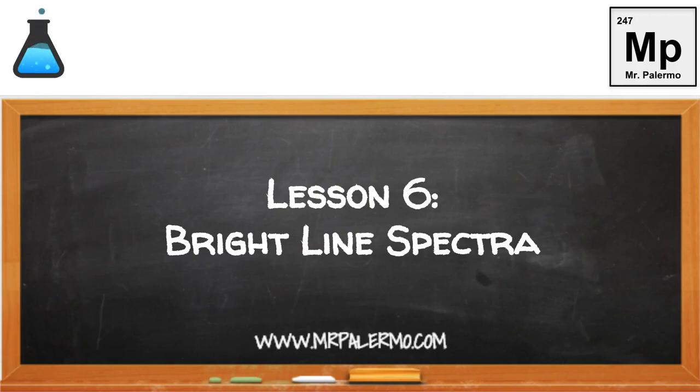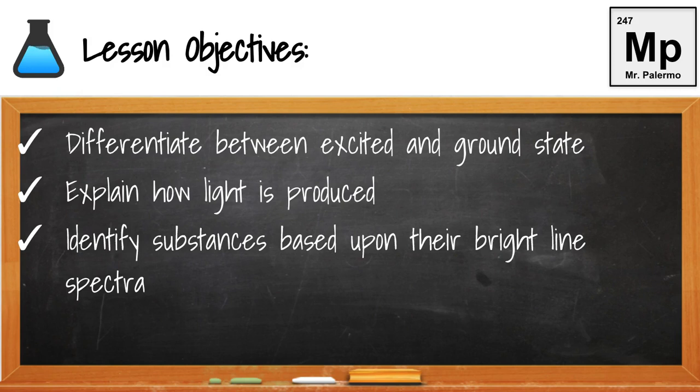Welcome to lesson number 6 and the bright line spectra. Our lesson objectives: differentiate between excited and ground state, explain how light is produced, and identify substances based upon their bright line spectra.